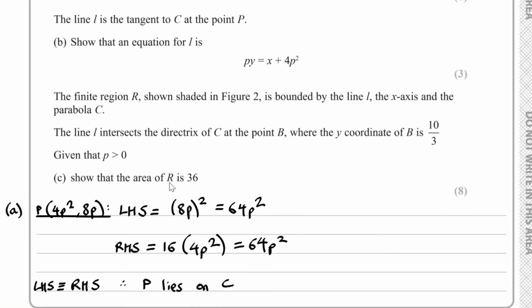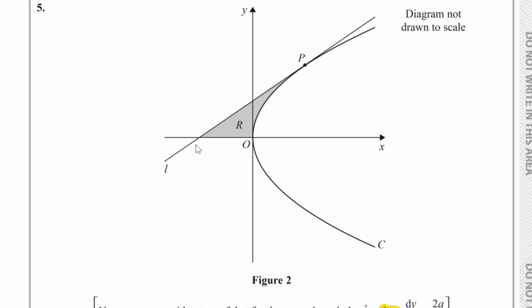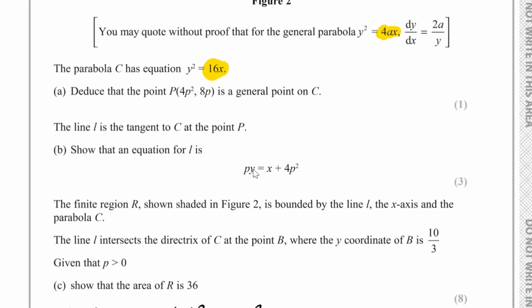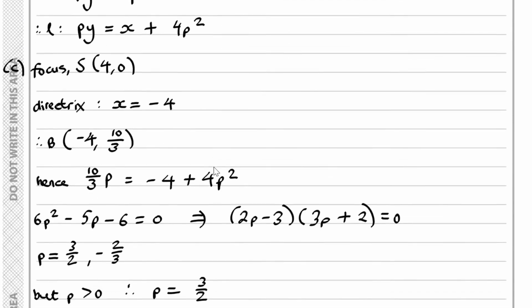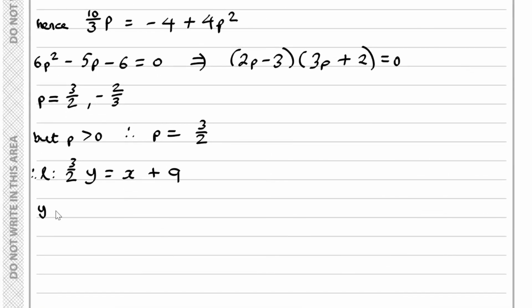Now, with that, we have to find the area of R. If we find the point at which L intersects the x-axis, we can find the area of the triangle, and then we can find the area under the curve between 0 and p, and then subtract them from each other. So when y is equal to 0, that will tell us where L intersects the x-axis. So when y is equal to 0, we have 0 equals x plus 9, x is equal to minus 9. Okay?